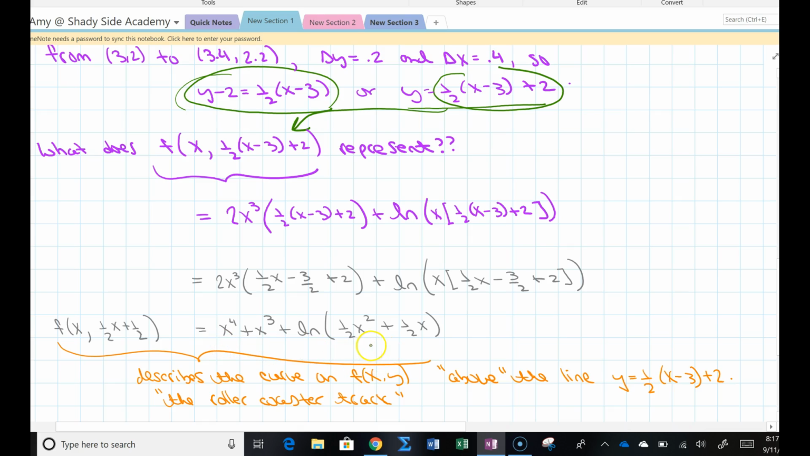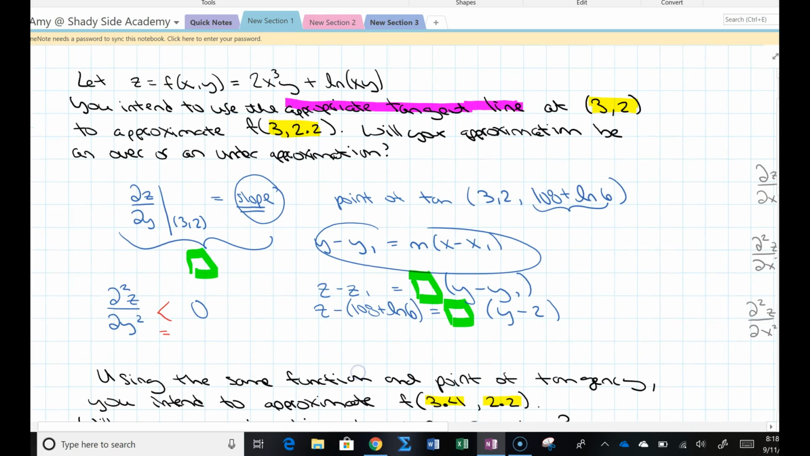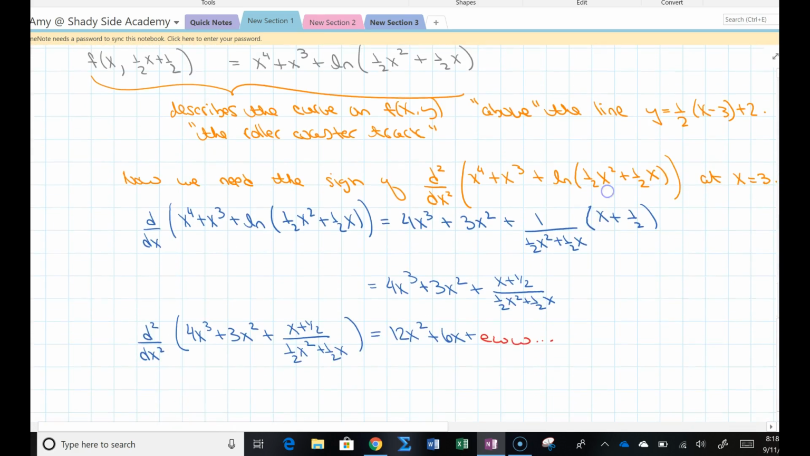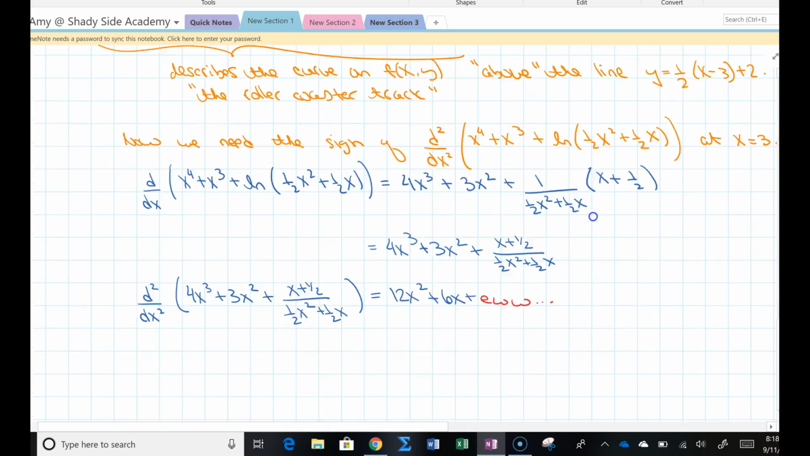Now that we actually have the curve, we're not just looking at the curve above the x or the y axis. We actually have the curve above the specific line we want, the line from (3, 2) to (3.4, 2.2). That specific line is not just the x or y axis as it was up here. That line is y equals 1/2 x minus 3 plus 2.